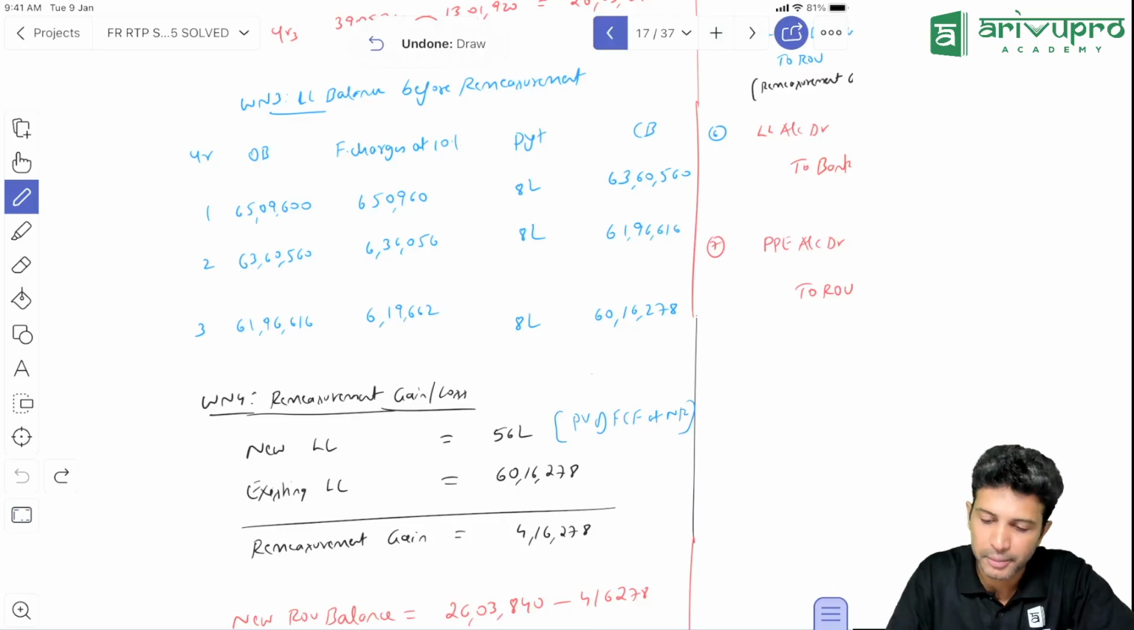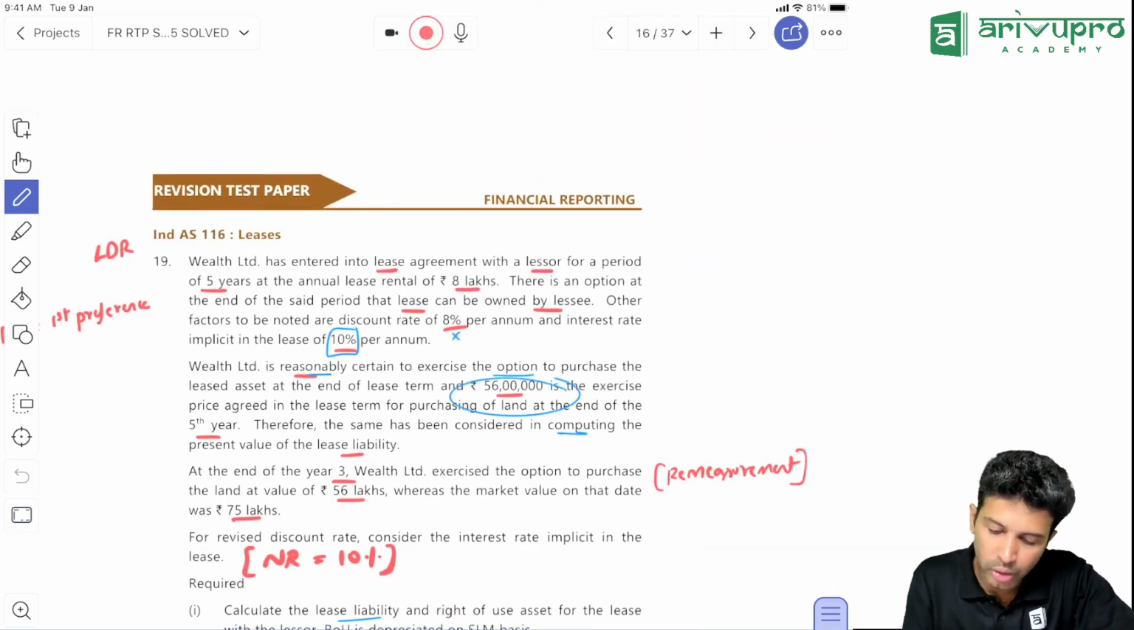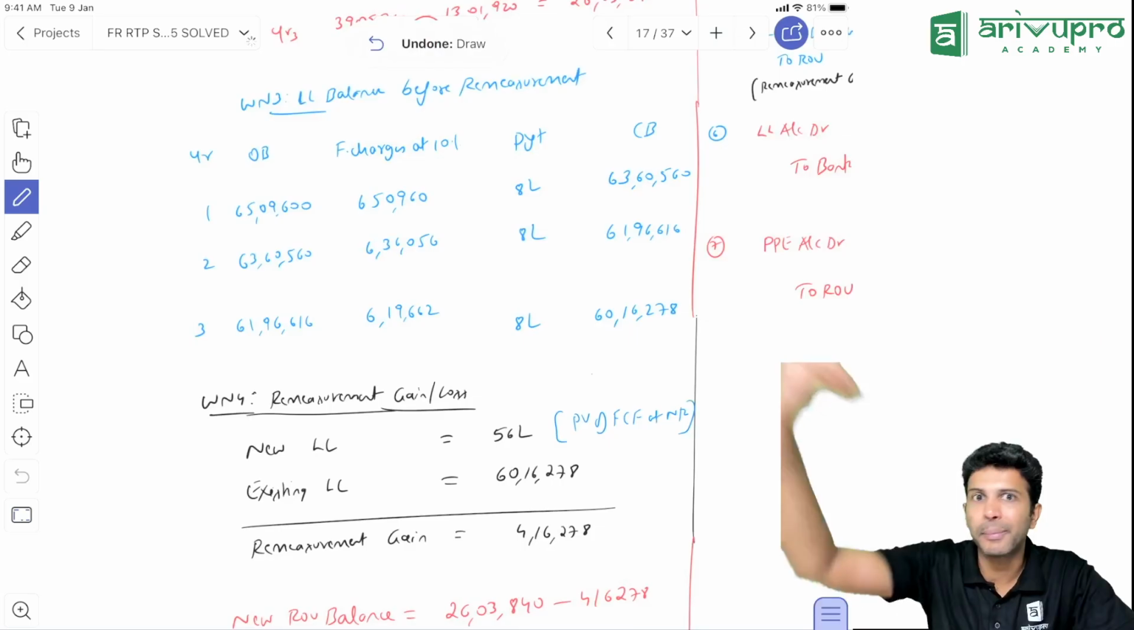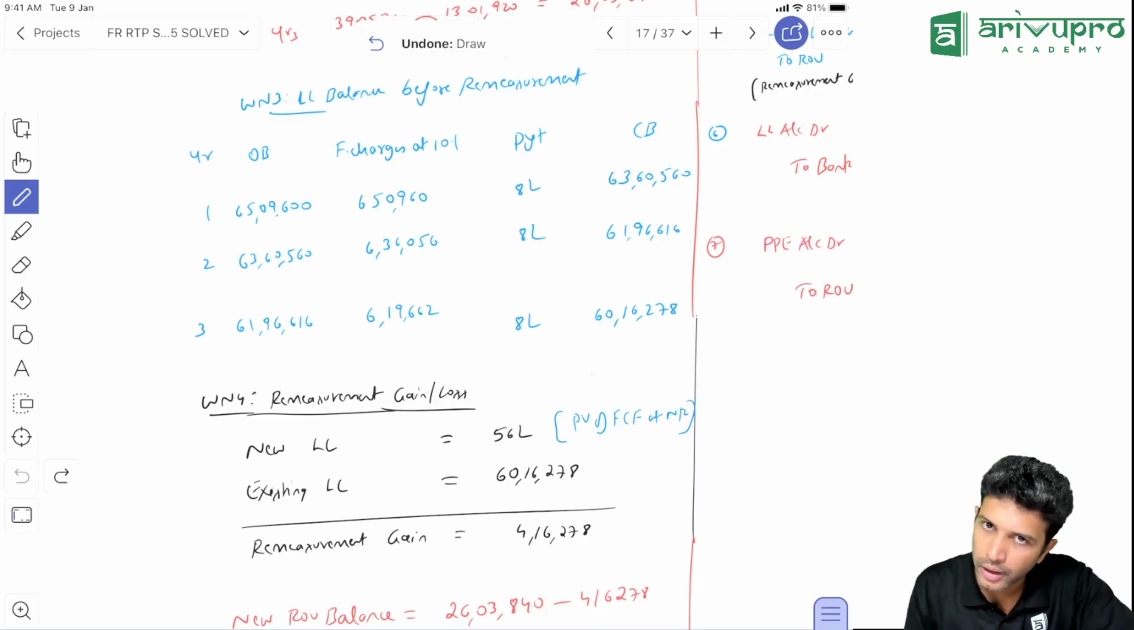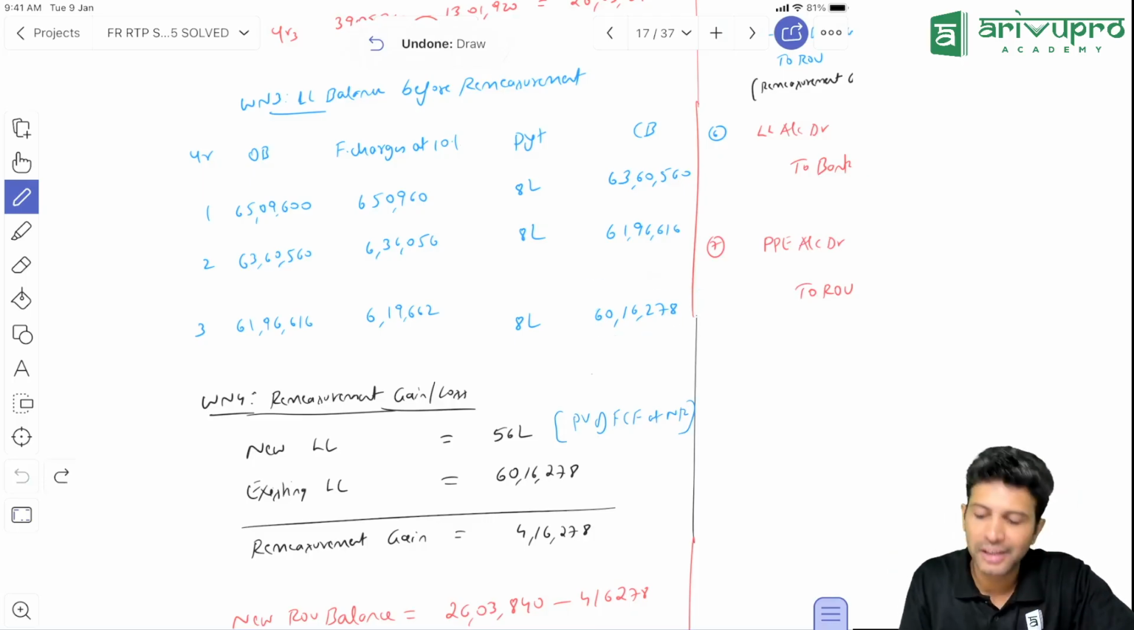That is a payment, the purchase price basically, because that is the only cash flow available and it is not being done in future. It is done immediately. Hence, this will be the balance. But currently our lease liability balance is 60. The required new one is 56.